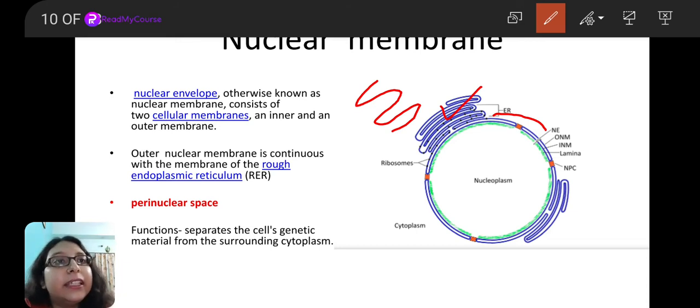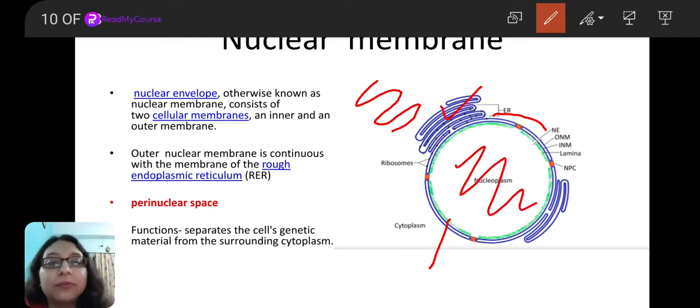Okay, and the inner membrane is this one, which is in contact with the nucleoplasm, right? So two membranes, outer and inner. The inner one is in contact with the nucleoplasm, the outer one has undulations attached to it, which are known as, we have already read, endoplasmic reticulum. Now, in between the inner and the outer nuclear membrane, we have a space. What is that space? Perinuclear space. This white colored space in between, this is the perinuclear space.